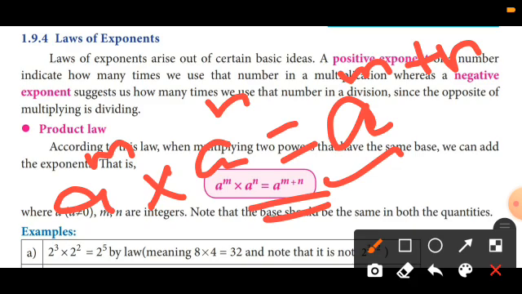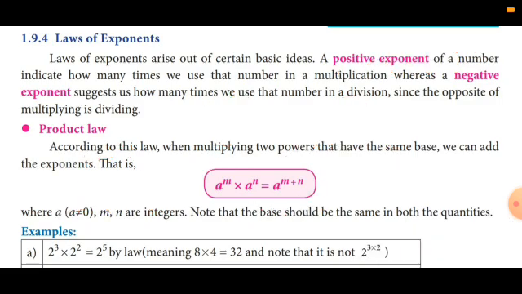This is product law. A power m into a power n is equal to a power m plus n. Examples. First one, 2 power 3 into 2 power 2, that is equal to 2 power 5.